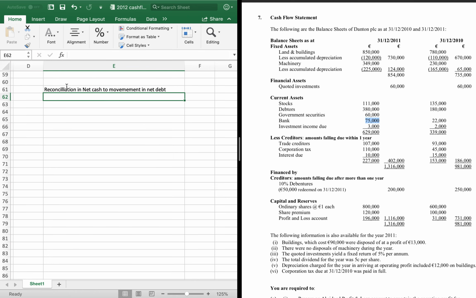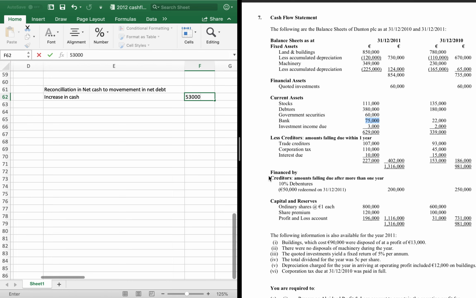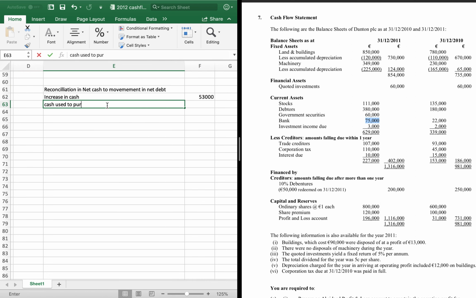Now, what this shows you is what's happened to your debt because of changes to your cash. So you start off with your increase in cash, so your answer is 53,000. That was your answer from the very first part, right? And then we say, well, what's happened to our liquid resources? Now liquid resources, if you remember, are your government securities. So cash used to purchase liquid resources.